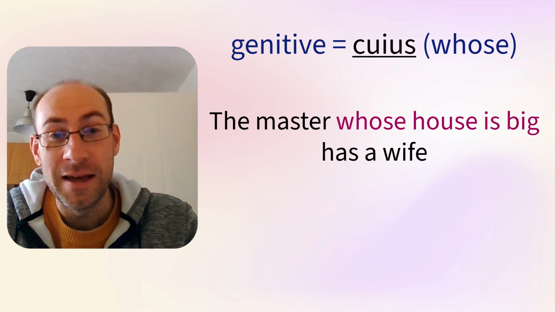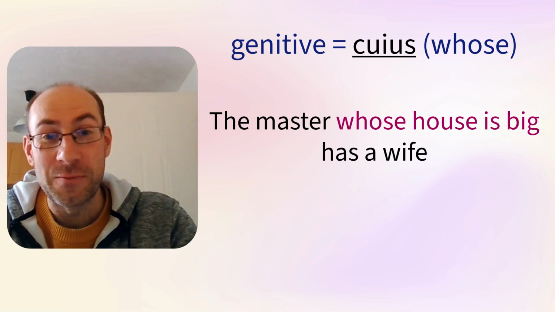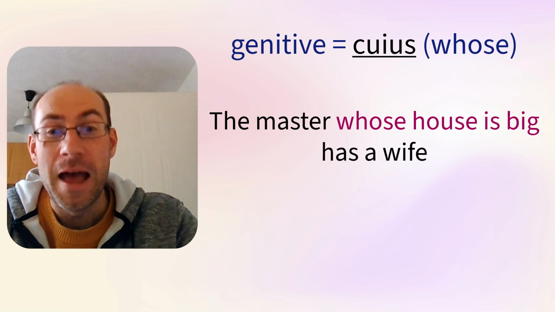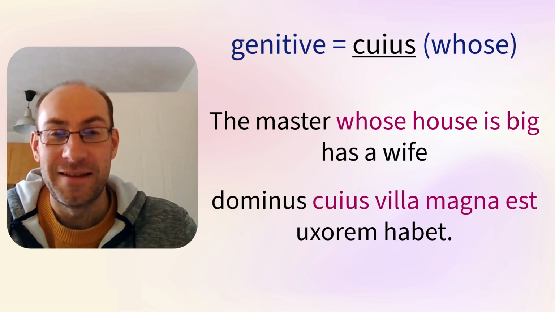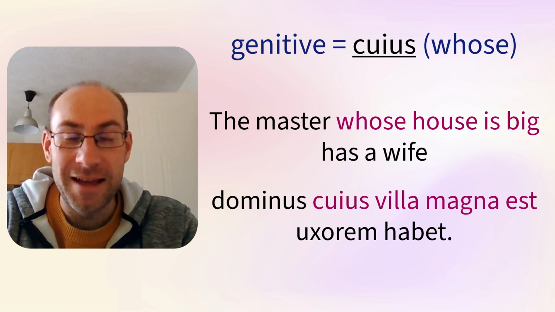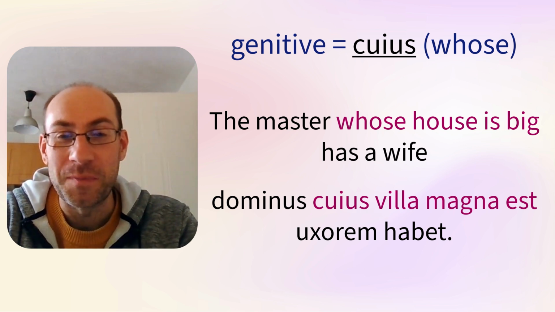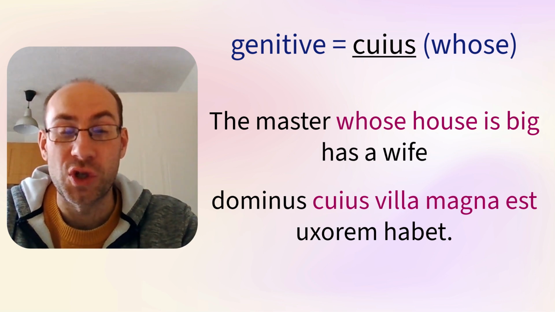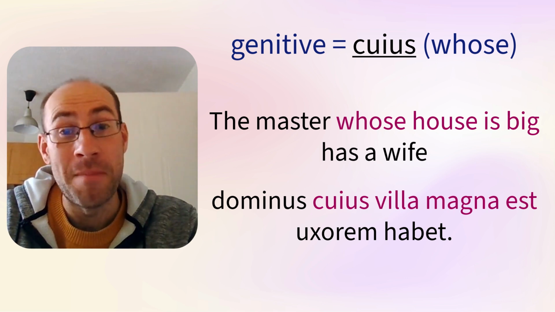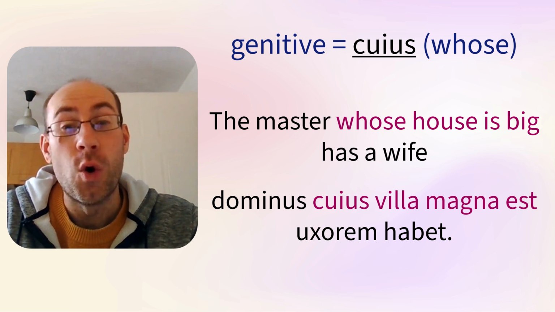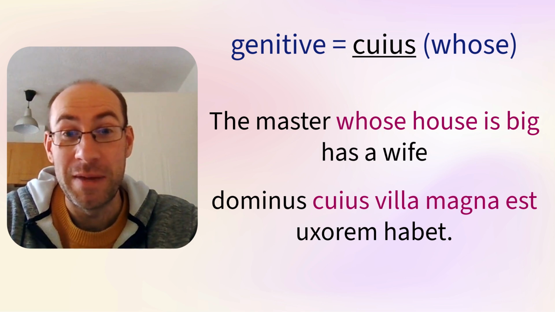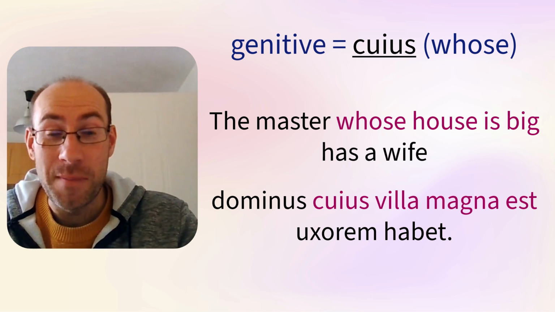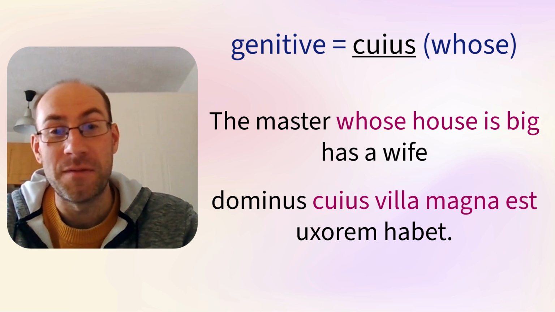Whose house is big? Cuius. So now we insert this word. Cuius villa magna est. Make sure you make villa and magna agree. The adjective, alright, feminine. Dominus cuius villa magna est, uxorem habet. Maybe uxorem fidelem habet, from fidelis, faithful. He has a faithful wife.